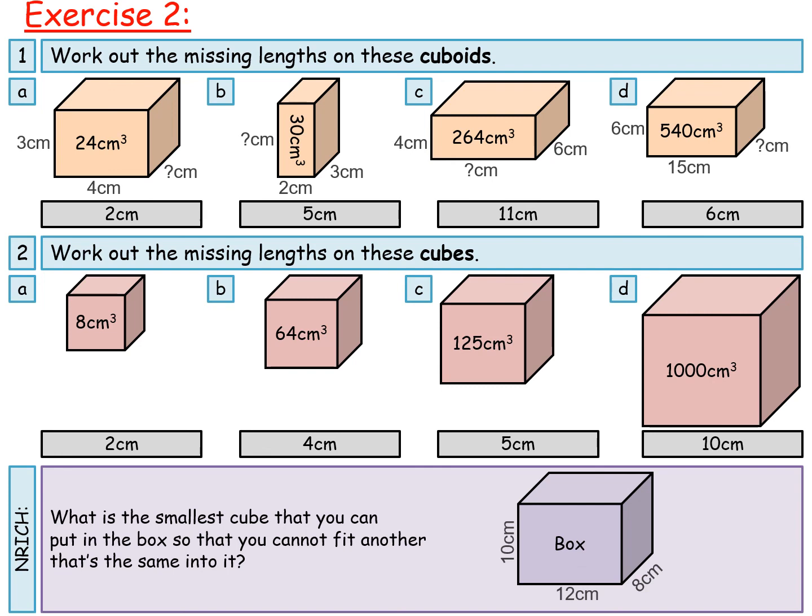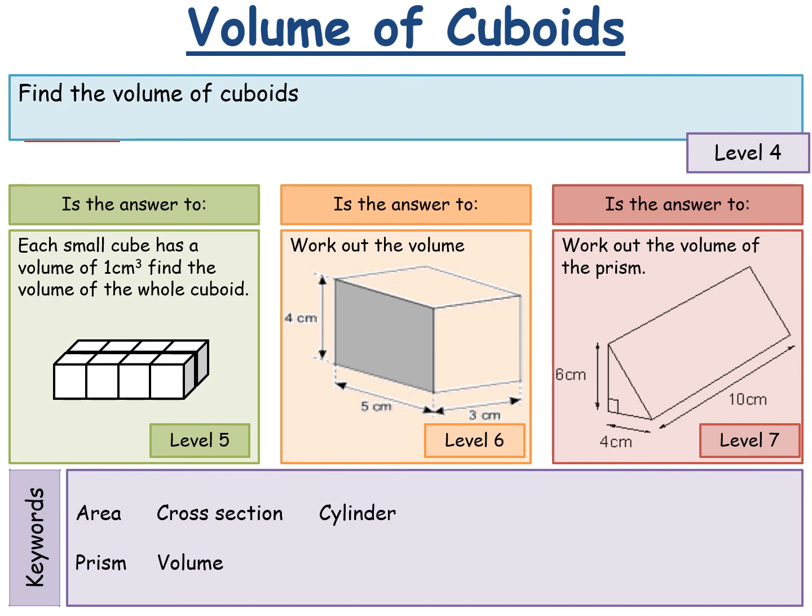Now your enrich problem: what is the smallest cube that you can put in the box so that you can't fit another the same into it? This was quite a tricky one. You needed to work out the volume first, which I'm sure everybody got. So let's have a look. Post your answers into the assignment section and I will have a look and mark everyone's individual answers.